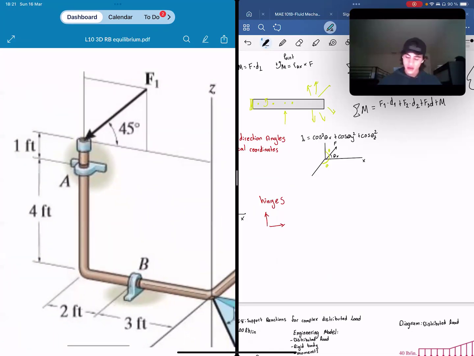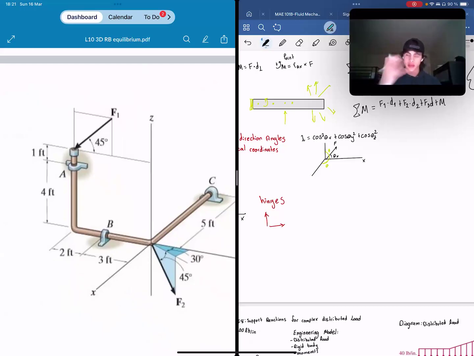So it's free to rotate at that support right there where the F1 force is acting, free to have a moment around the C axis. There's no restriction right there, and it's also free to slide on the C axis, but you cannot move it along any other direction, and you also cannot rotate it along any other direction.